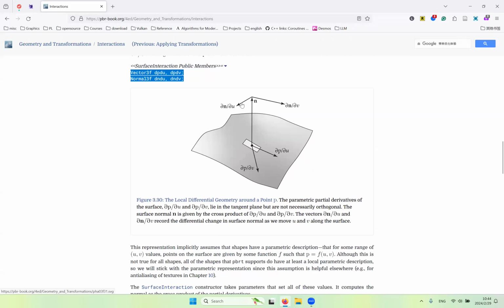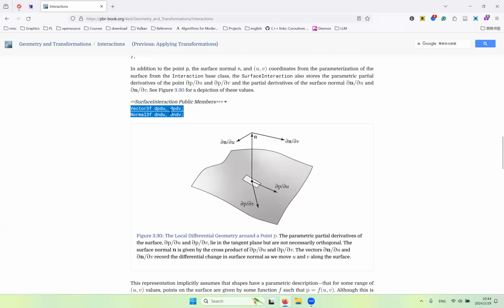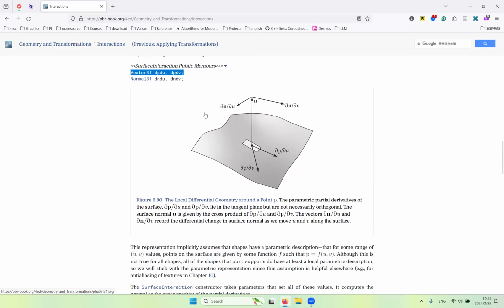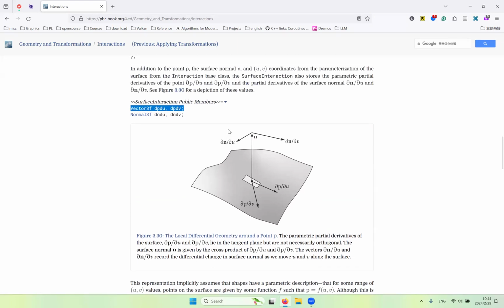Wait, are they storing the partial derivative of the surface at a point? Yeah, with respect to U and V. Oh, I'm sorry. I guess it does depend on the direction. I guess if you could store U and V separately, then you don't have to. But no.